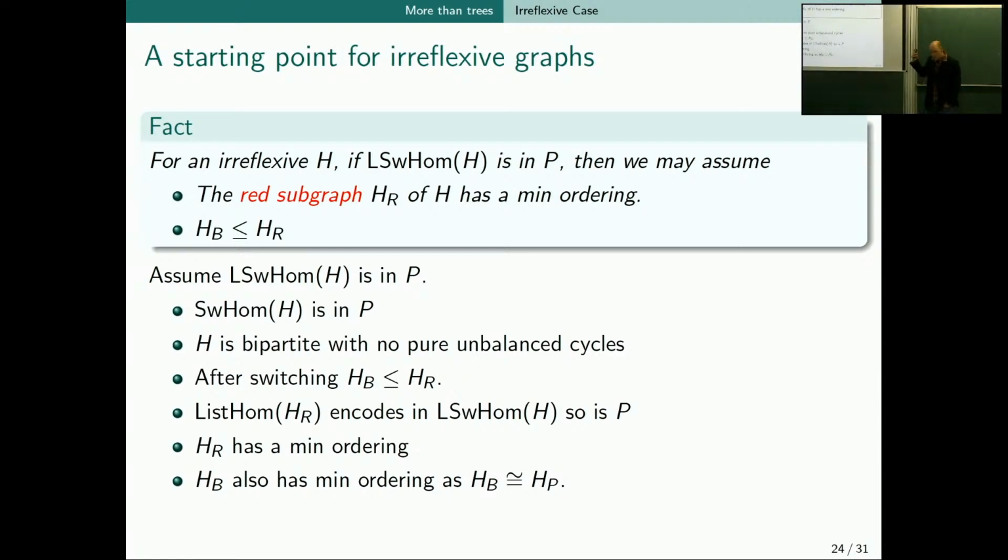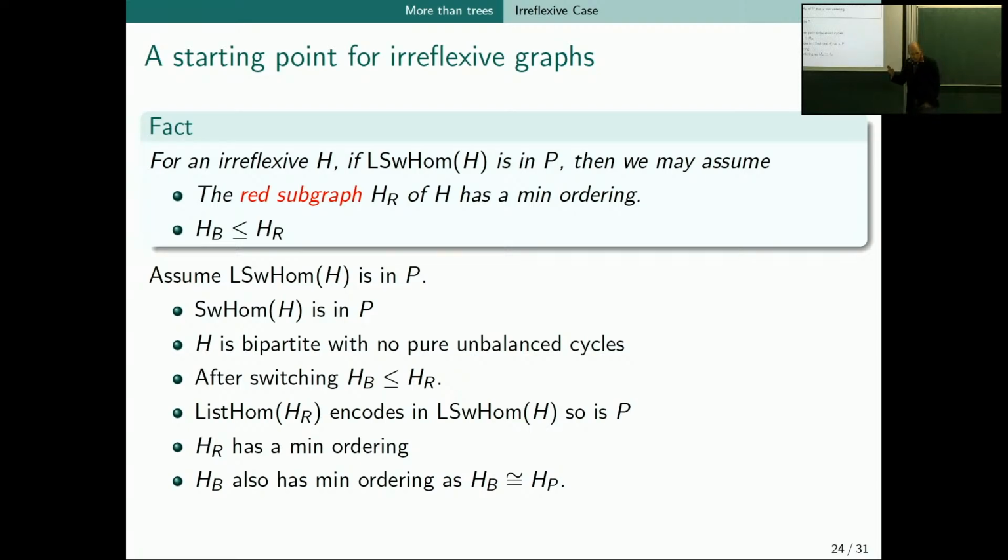The reason this is nice is that we may be close to a characterization of the graphs for which the problem is polynomial time solvable. Because if it's polynomial time solvable, how do I get a graph for which the switch-Hom problem is polynomial time solvable? I start with a purple graph with a min bipartite ordering, and then I just remove some of the blue edges. So I really just have to decide which blue edges I can remove from these purple graphs.